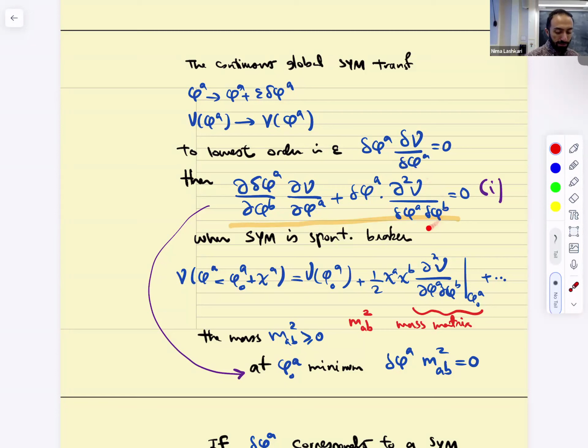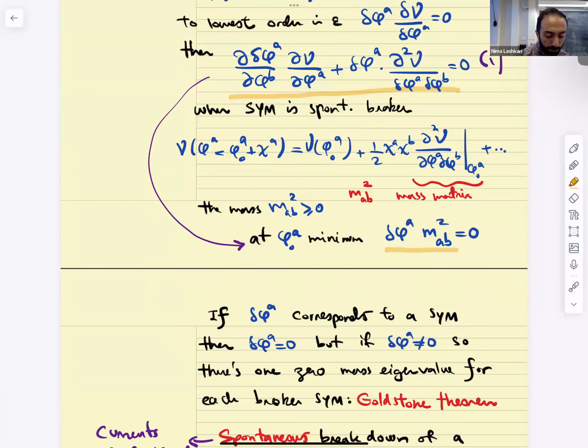What is this term? This term vanishes. It vanishes on the minimum because this is 0, right? So on the minimum, what you're dealing with is just del phi A, M_AB squared is 0. Right? This equation, I just proved for you the Goldstone theorem. This equation is the Goldstone theorem.